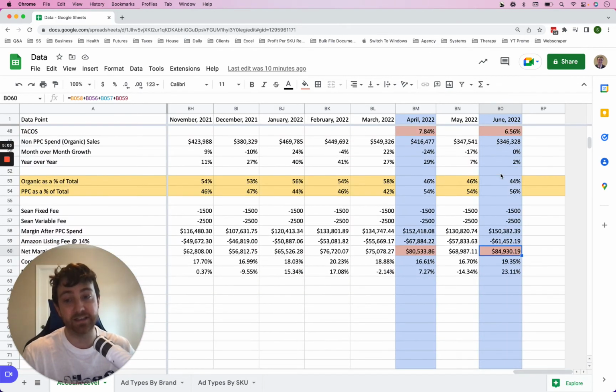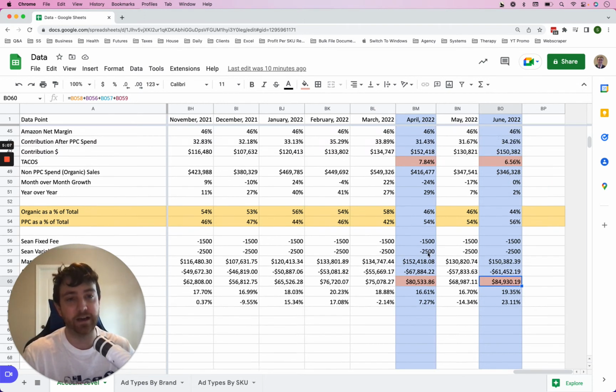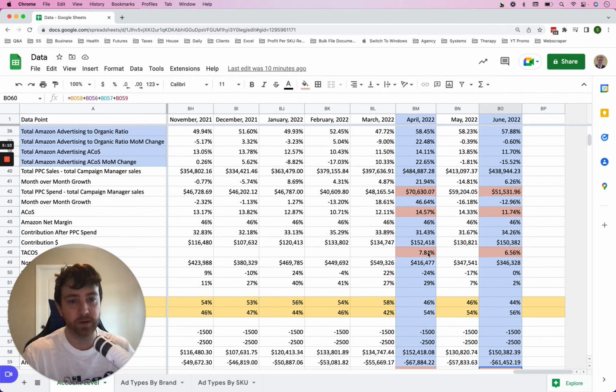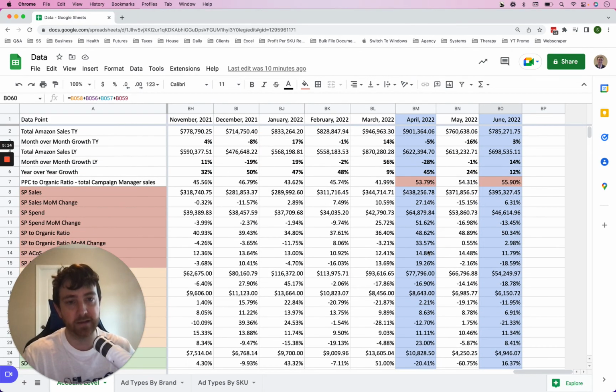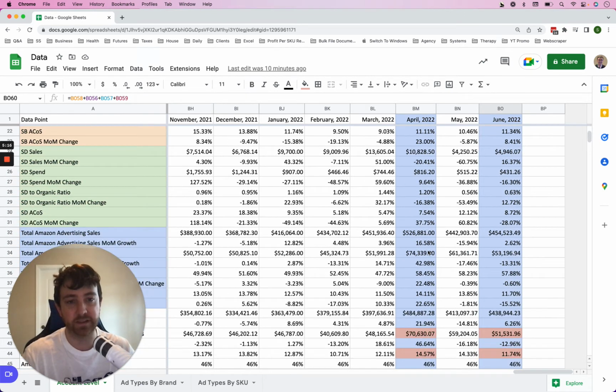The net margin is actually higher. It's about $5,500 higher than it was in April, right? The net margin. Yeah. Yep. Perfect. That's after everything.